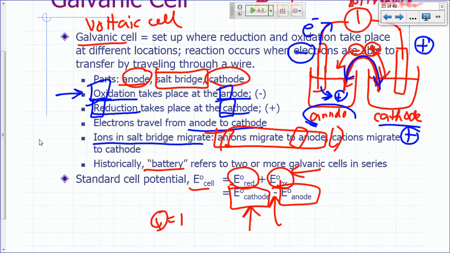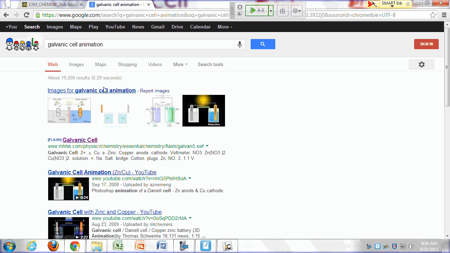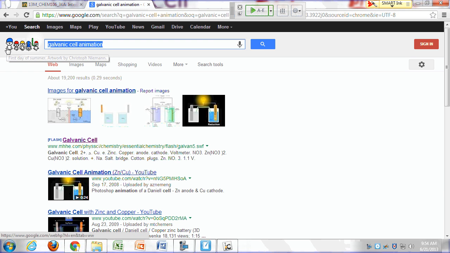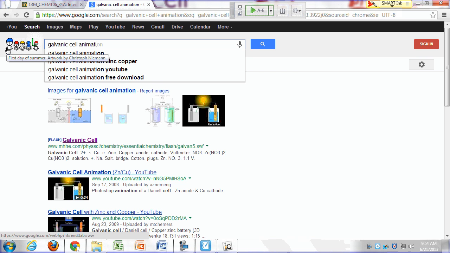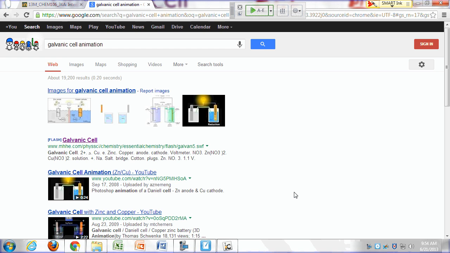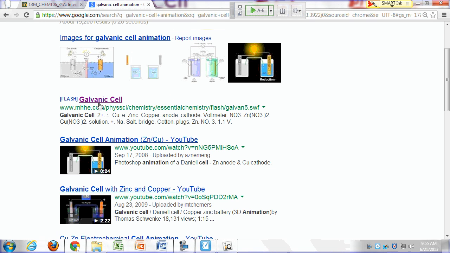Let me see if I can show you a nice animation. There are a lot of really nice animations on the web that will help you visualize what's going on. All you have to do is do a Google search for galvanic cells. Here, I've done one for you. Do a search for galvanic cell animation on Google, and this is what you'll find. One of the really good ones is a flash animation right here.